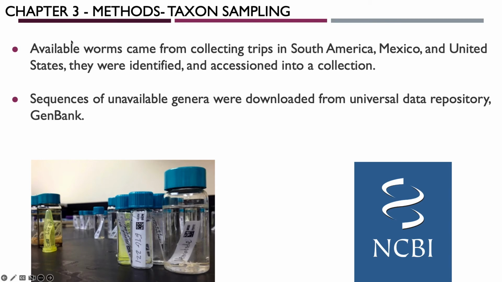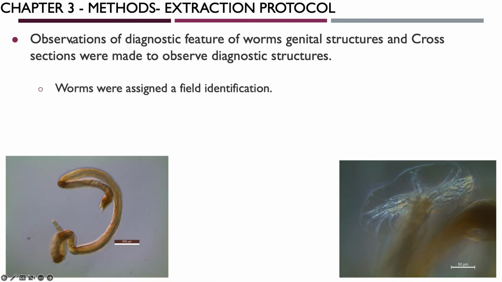So how did I do this? I did not get to go in the field. All of these are used from collections. All specimens used came from collections and were loaned to me. So that was pretty cool. And a lot of these worms came from trips from South America, Mexico, and the United States, and they were identified and accessioned into a collection. Then if we couldn't get any genera that we needed to see, we used GenBank, and we downloaded sequence data from GenBank.